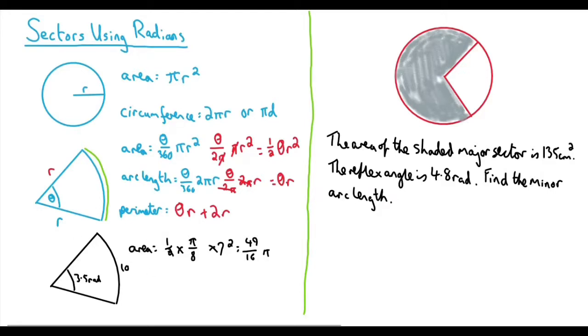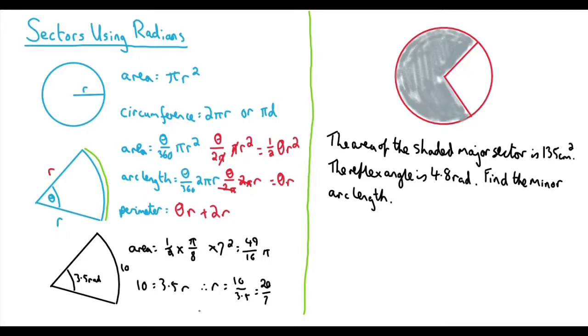Either way, if the arc length is 10, we can say that 10 equals, if the equation is theta r, 3.5 r. Therefore, just rearranging, r is going to be 10 over 3.5, which will be the same as 20 over 7. And that is pretty much it for sectors in isolation. You may end up finding them as parts of larger compound shapes. We'll get on to how to deal with those in a second.